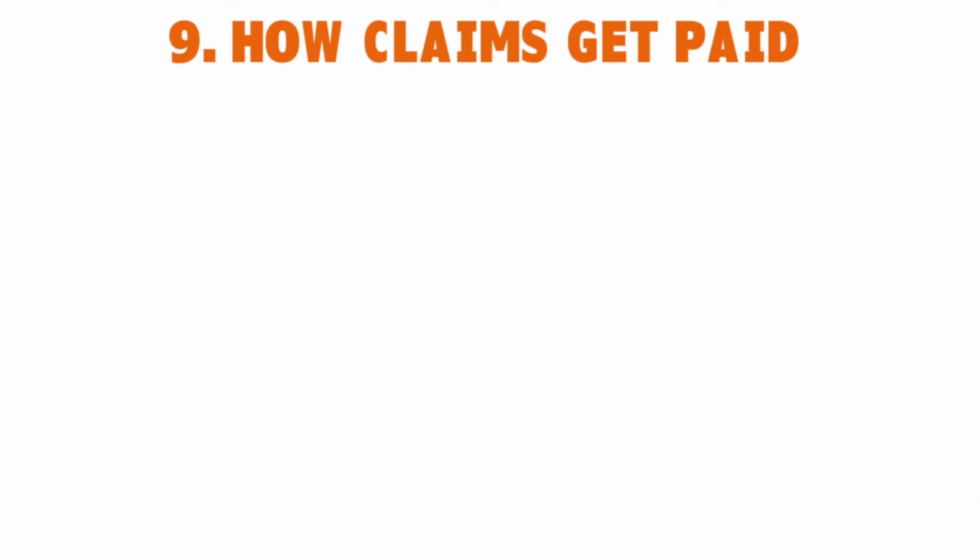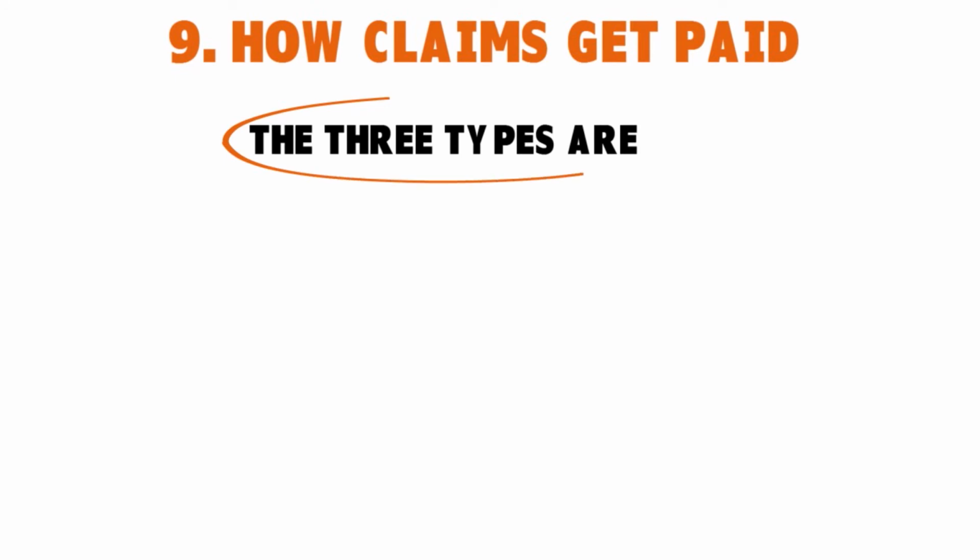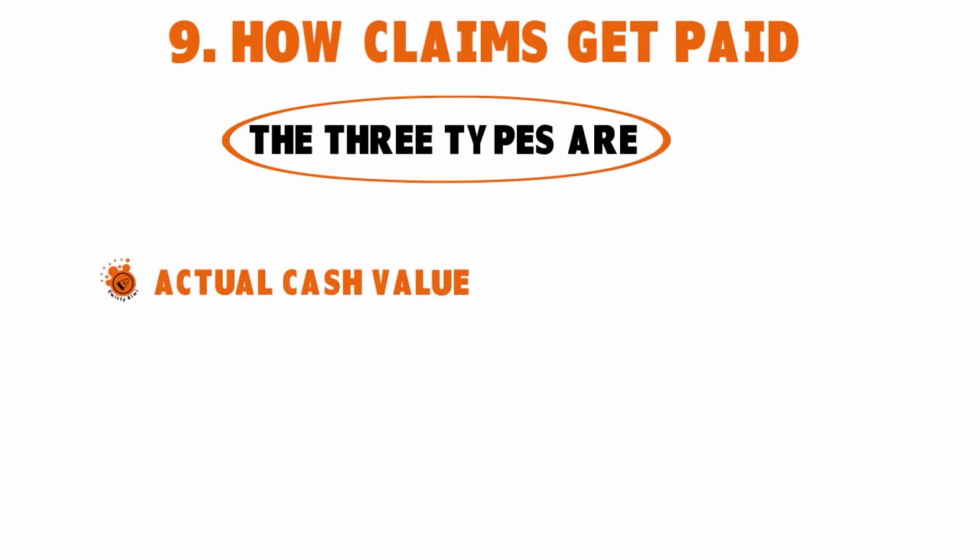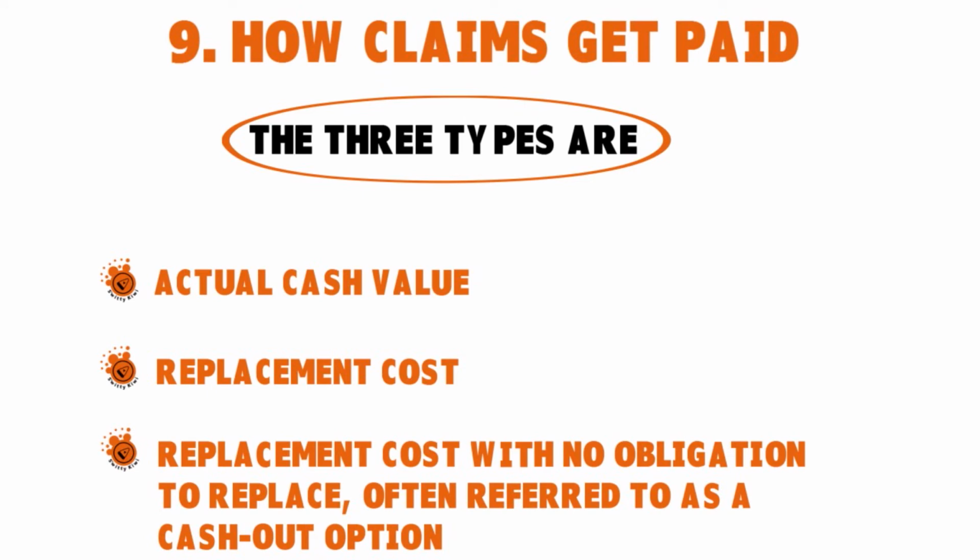How claims get paid. How a claim gets paid is called the basis of claims settlement. There are three types of claims settlements. You have actual cash value, replacement cost, and the third one is replacement cost with no obligation to replace, often referred to as a cash out option. All situations are usually subject to a deductible. In other words, you have to first pay something for the insurance company to step in.